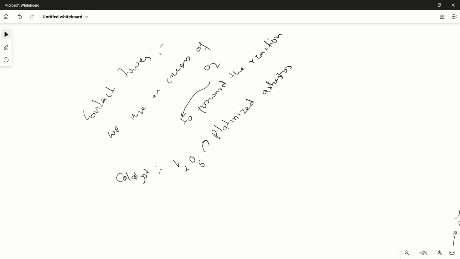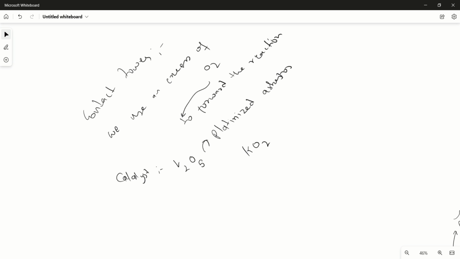But we also use a promoter here. Do you know what the promoter is? Vanadium pentoxide is compressed into shredded threads and mixed with a promoter, usually potassium oxide, to enhance the activity of the catalyst.